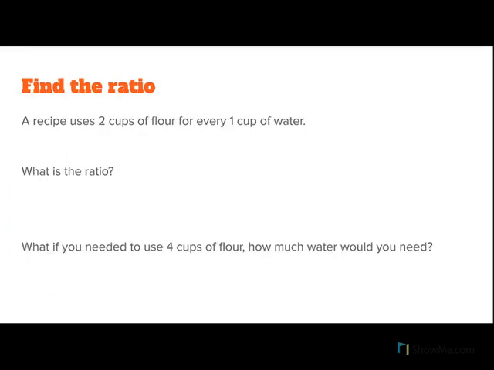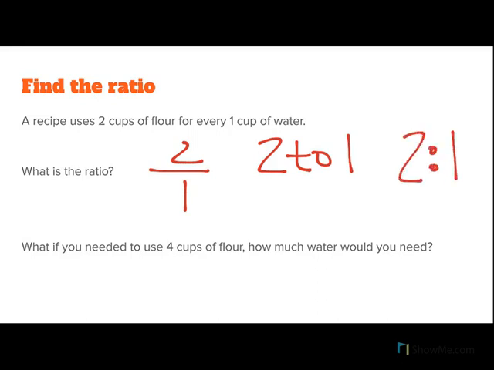We have a recipe here that uses 2 cups of flour for every 1 cup of water, okay? So what is the ratio? It's as simple as 2 cups of flour for every 1 cup of water, right? So I could write it as a fraction. I can write it as 2 to 1, so my ratio of flour to water is 2 to 1, or I could write it with that colon.